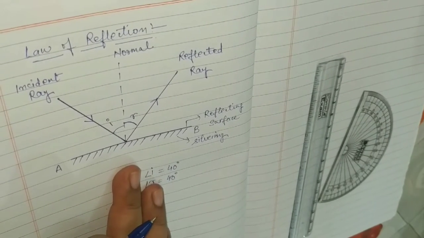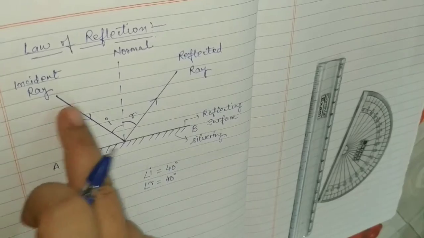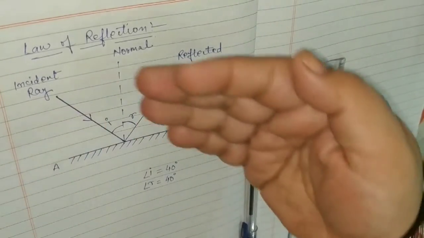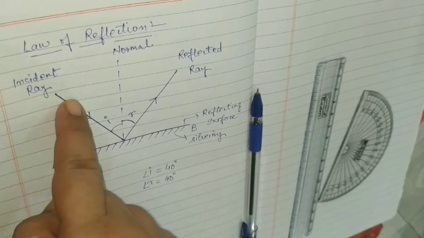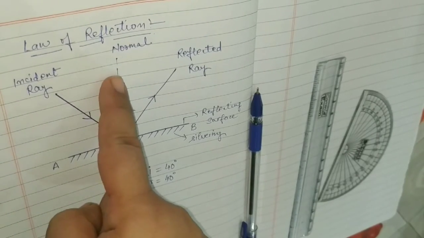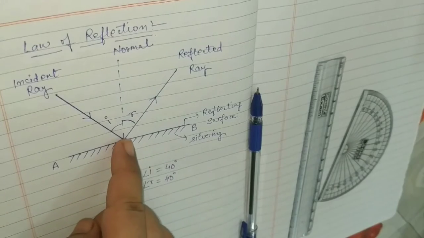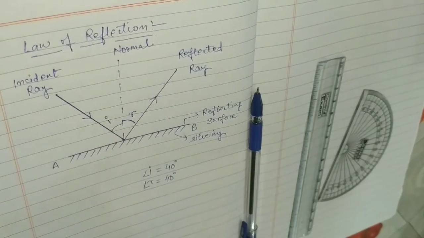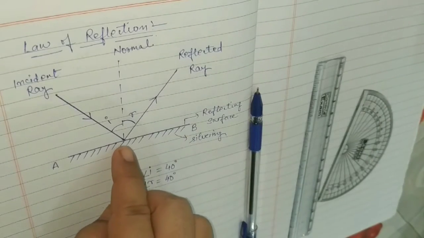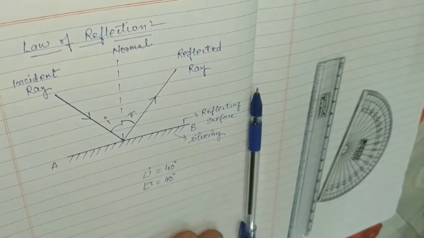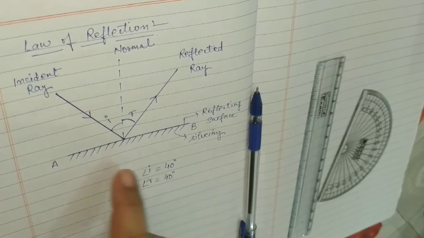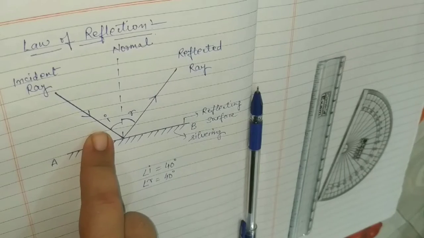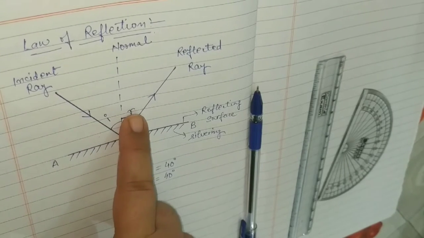What are the two laws of reflection? First, the incident ray, normal and the reflected ray all three lie in the same plane. What does this mean? See, the incident ray and normal are made on the plane of the paper. The reflected ray won't go somewhere in another plane. No, it won't happen. It will also be in the same plane, that means on the plane of paper. And the second law: the angle of incidence is equal to the angle of reflection.